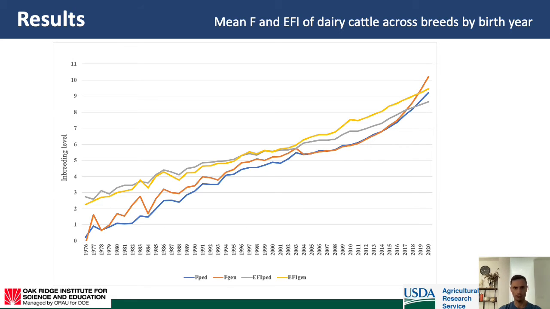For animals born between 1999 and 2009, the average inbreeding increase was around 2.4 for pedigree and 1.6 for genomic. But moving to animals born between 2010 and 2020, the increases were higher, around 4% for pedigree and 5% points for genomic inbreeding.